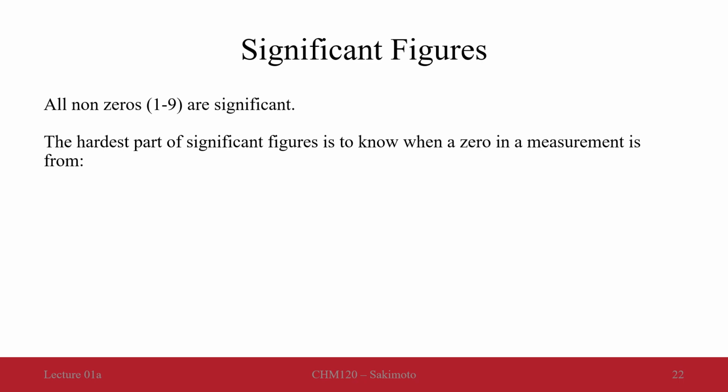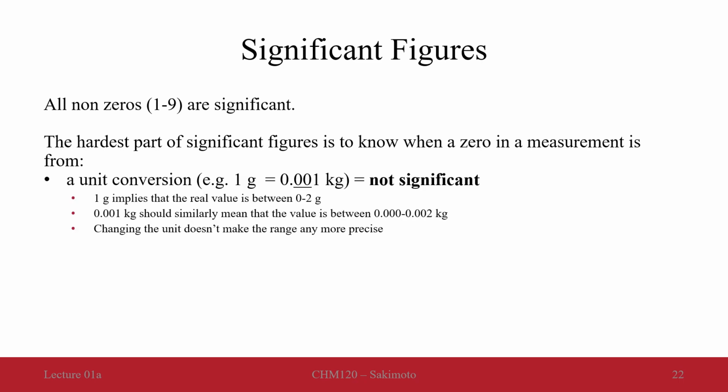There's sort of two sets of simple rules. If I see a number, I know that all the non-zeros, basically any digit 1 through 9, is a significant number. It's a number that was either measured or estimated. The hardest part is to know when there's a 0, of whether or not that was a number that was estimated or measured, or is it simply there as a placeholder as a result of a unit conversion? Let me give you an example.